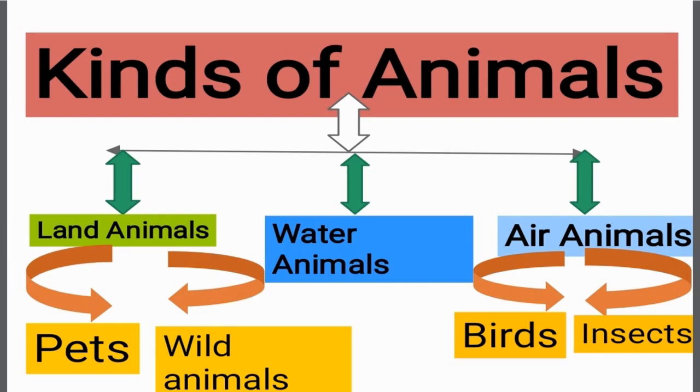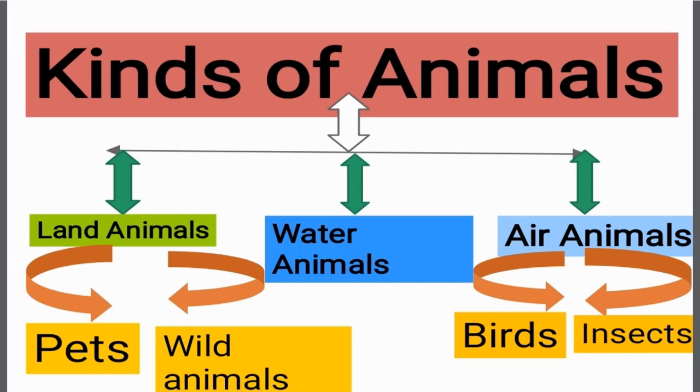Birds have two legs, whereas insects have six or more legs. And insects are smaller in size than birds. Some examples of birds are crow, sparrow, parrot, etc. And examples of insects are butterfly, ladybug, mosquitoes, etc.